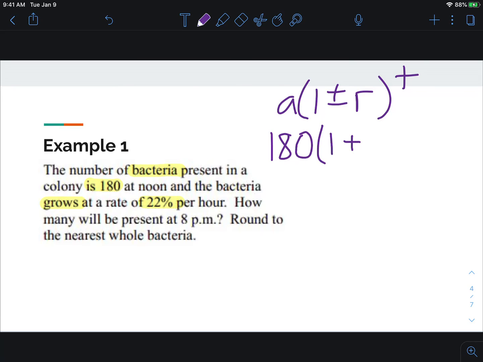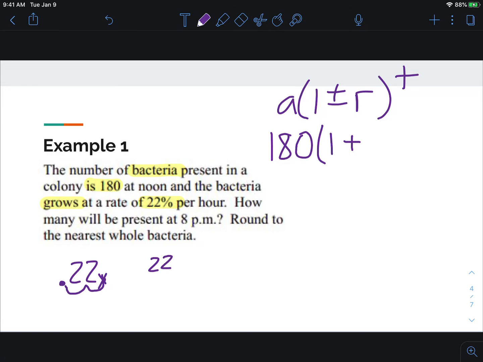So that is going to be, now I can either say 22% and move the decimal place twice, which would be here at the end of the number. And so that would make a 0.22. Cross out that other one.